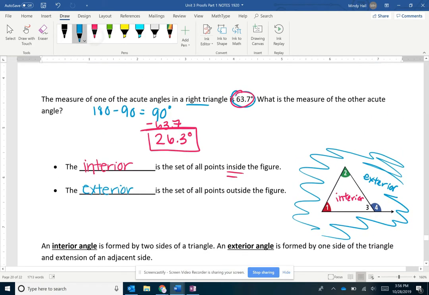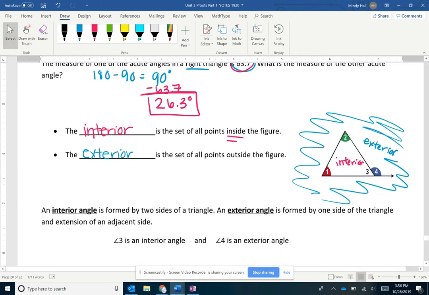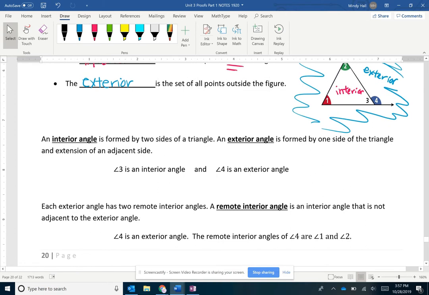The ink's coming with. Goodness. So the interior is formed by two sides of a triangle, and the exterior is formed, ooh, goodness, these colors don't want to change.